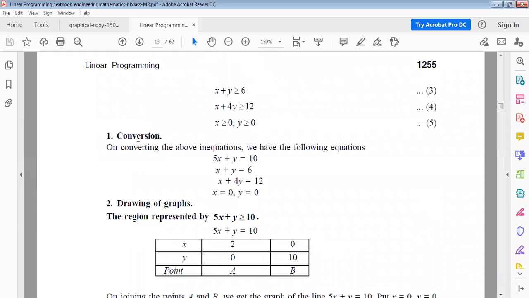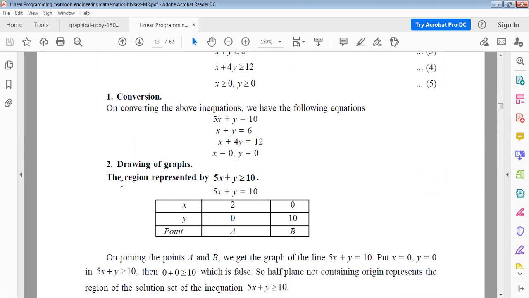Now, the first part is conversion: converting the above inequalities to equality equations. This is the first equation, second equation, third equation, and x equals 0, y equals 0. Now drawing the graph for the first equation. Putting y equals 0, we get x equals 10 by 5, which equals 2. Then putting x equals 0, y equals 10. So this is the A point, and this is the B point.